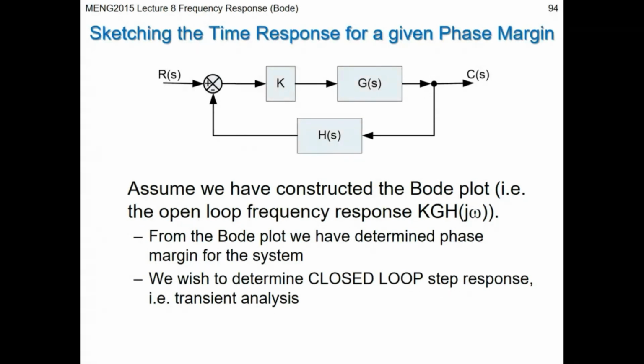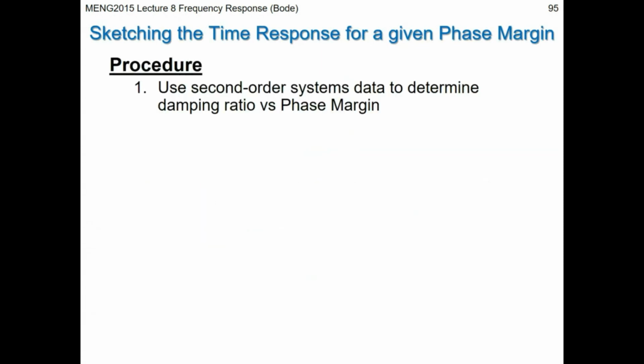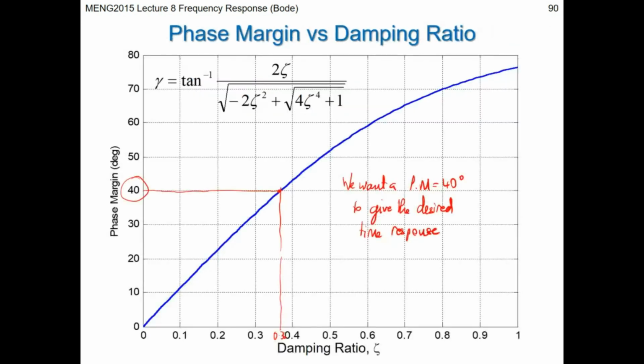We want to determine the closed loop step response, which is our transient analysis. So how do we do this? Just like we used the closed loop root location on the root locus, and said it has a certain damping ratio and natural frequency, therefore we can plot the response, we can do something similar here. We use our second order systems data to determine our phase margin versus damping ratio. So we use this plot first, which gives a phase margin to damping ratio relationship.